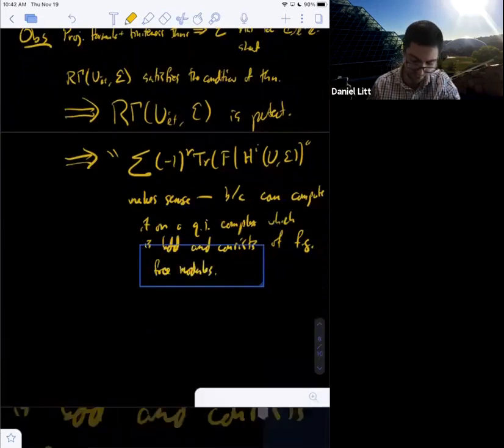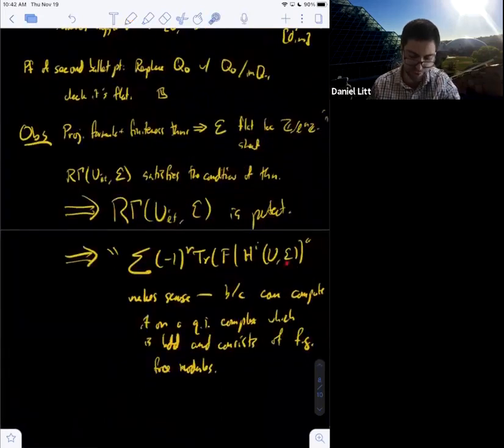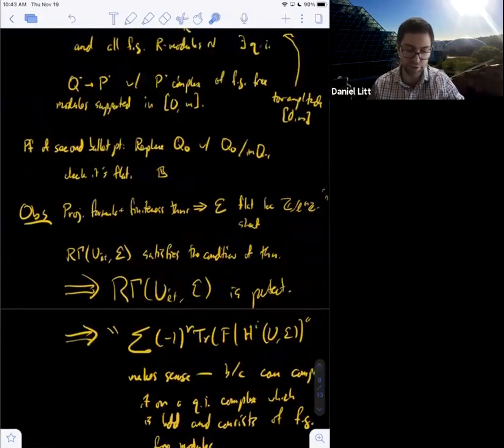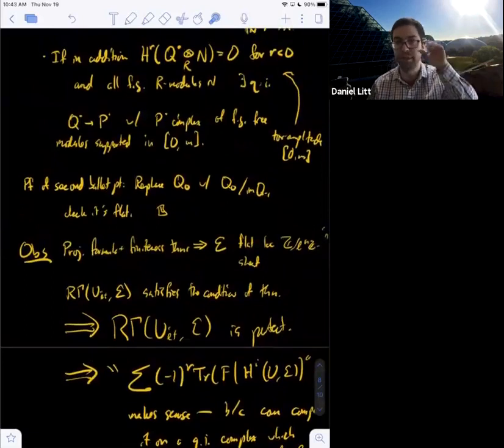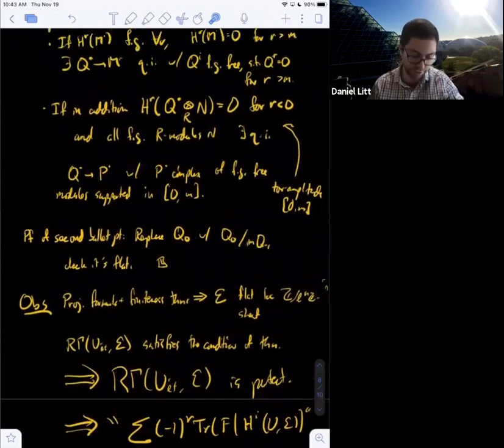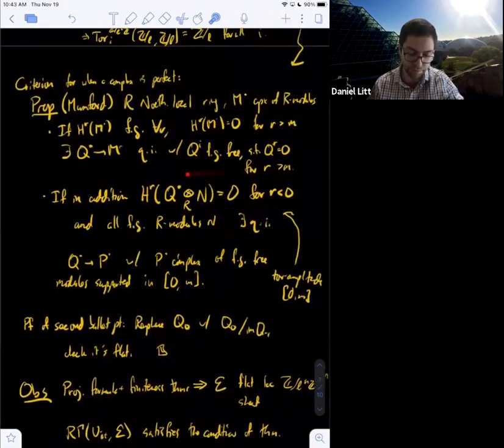So I guess I could actually just put a compactly supported here. If you put compactly supported here, what you have to check to apply this is that J lower shriek of E still satisfies the conditions of the theorem, but that's still a complex. So that's still a complex of flat Z mod L to the N Z modules. It's no longer LCC, so one has to think for a second, but it's still fine.